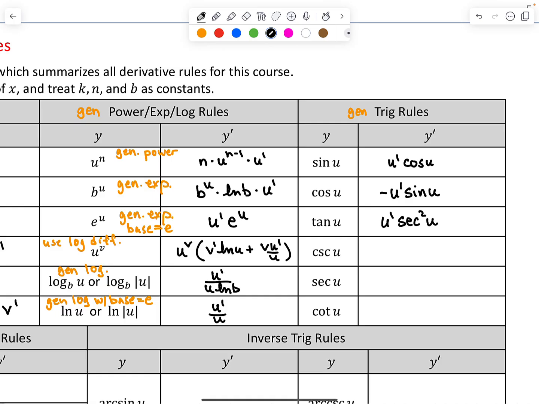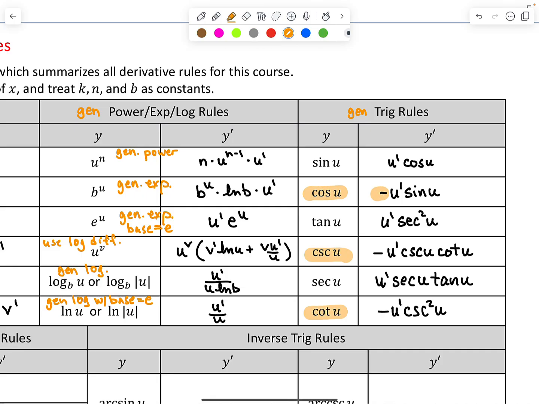Derivative of cosecant is negative cosecant of the argument u times cotangent of that same argument, and then chain rule times u prime. Derivative of secant is secant u tangent u, and then chain rule times u prime. And derivative of cotangent is negative cosecant squared of the argument, chain rule times u prime. Recall that if your regular trig starts with c, then you need to have a negative in the derivative formula.